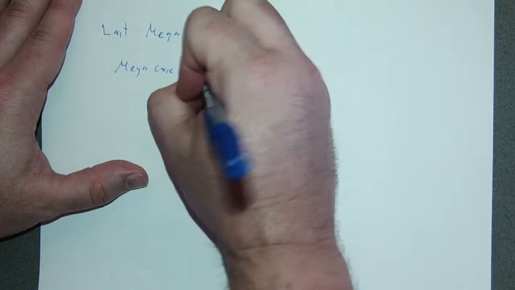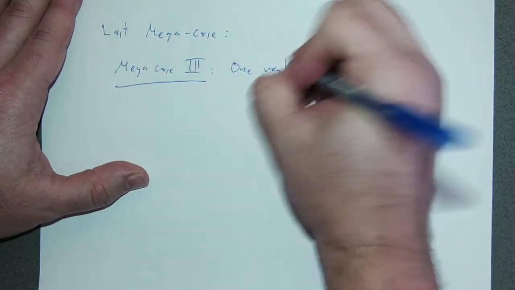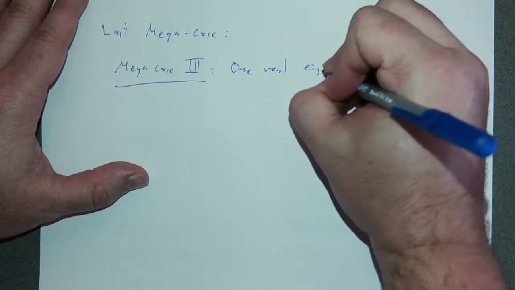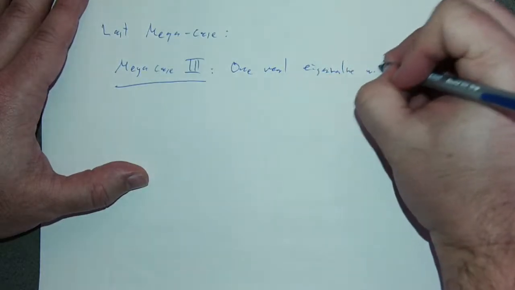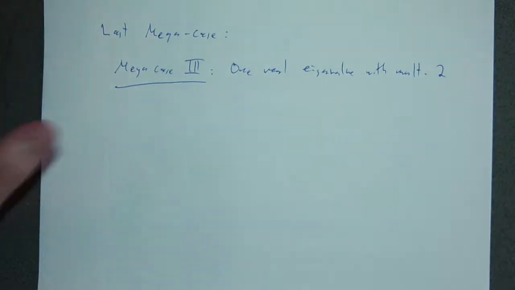Mega case 3. One real eigenvalue with multiplicity 2. And so, what are the possibilities here? Okay. Well, there's one simple.